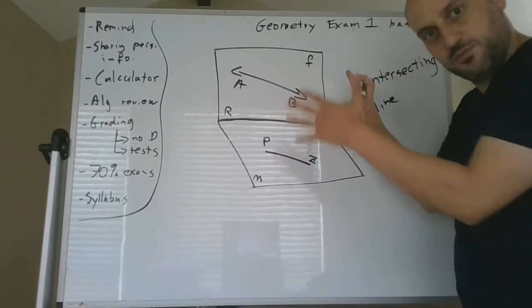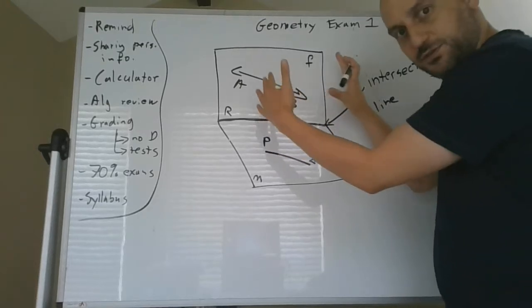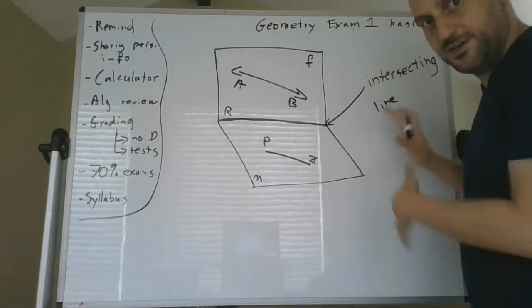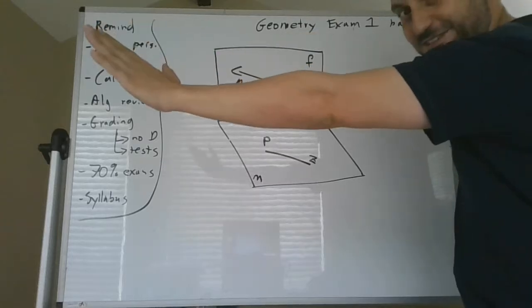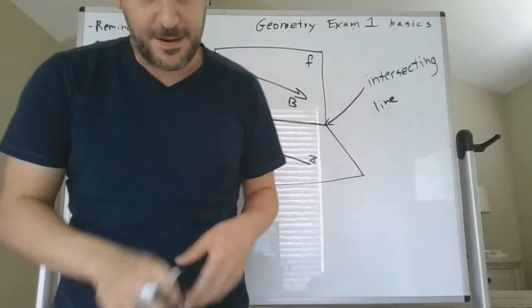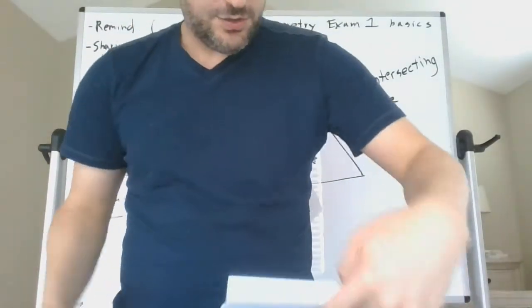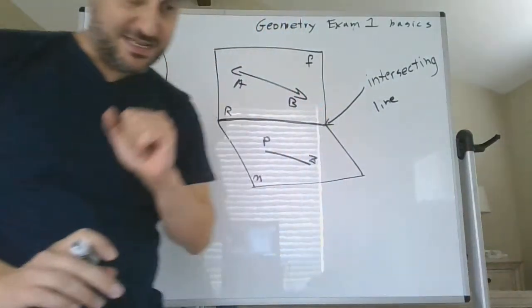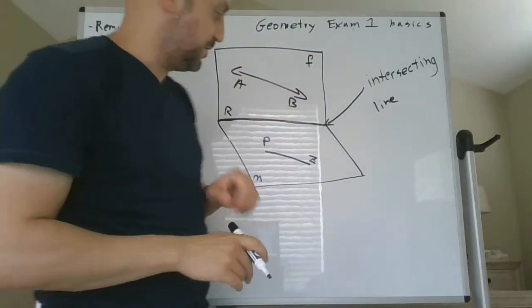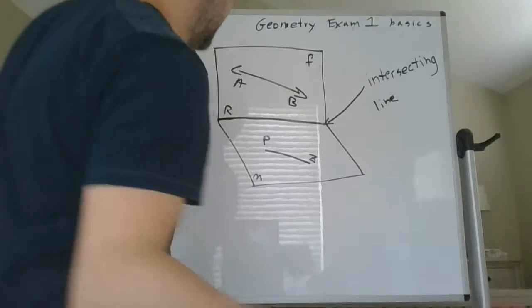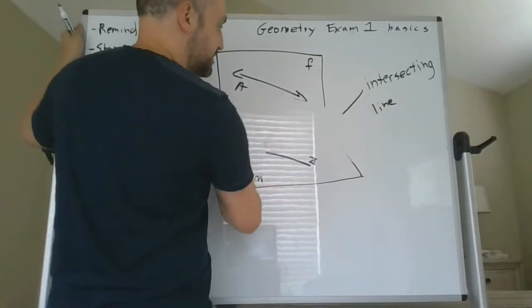Now, it's important to keep in mind that planes also go on forever too. So think of this whiteboard, but it's infinite size. It goes on forever. So those are some basics. I know I said under 10 minutes, 7 minutes right now, but I still have quite a few more. So we have line, we have segment, we have points, we have planes.